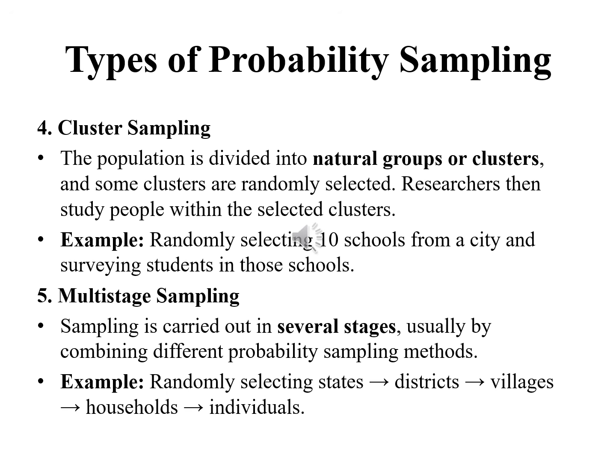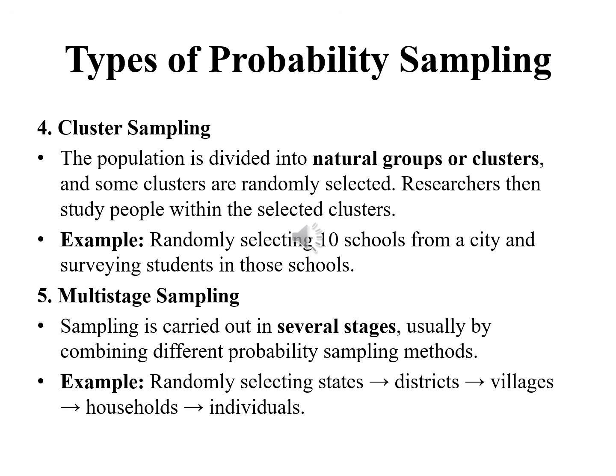Now the next type of probability sampling is cluster sampling. In cluster sampling, the population is divided into natural groups called clusters. Then some clusters are selected randomly, and the researcher studies the population within those selected clusters.